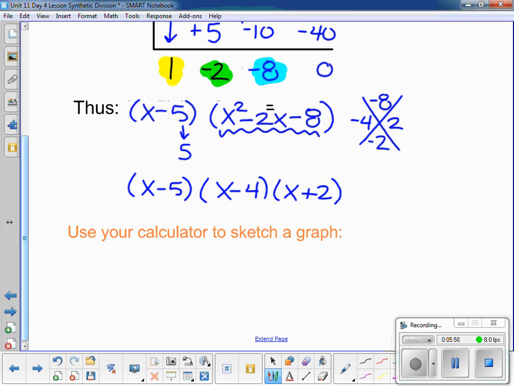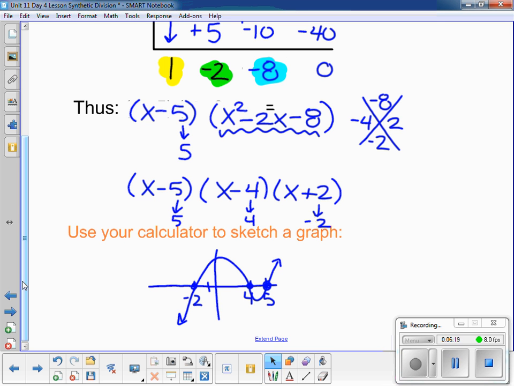And now I know my roots are at 5, 4, and negative 2, which all that means is it crosses at 5, 4, and negative 2. So you could draw any graph you want, really, as long as it crosses. We haven't gotten into the logistics of what the graph's going to look like. So all you know right now is that the graph crosses at negative 2, 4, and 5.